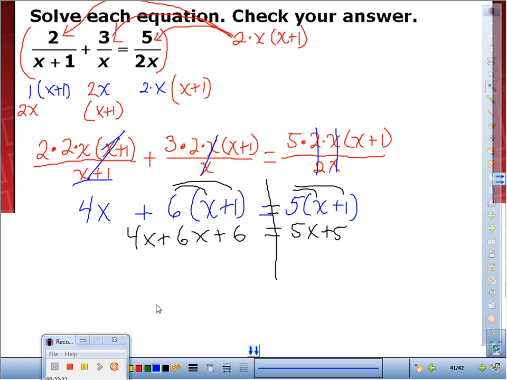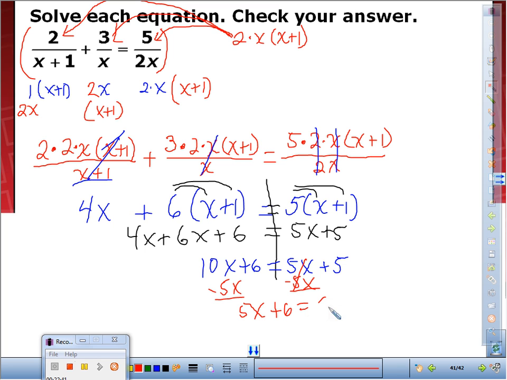Combine like terms. What is 4 plus 6? 10x plus 6 equals 5x plus 5. From there, get all variables to one side. Minus 5x, minus 5x. We got 5x plus 6 equals 5. What do I do next? Minus 6, minus 6.